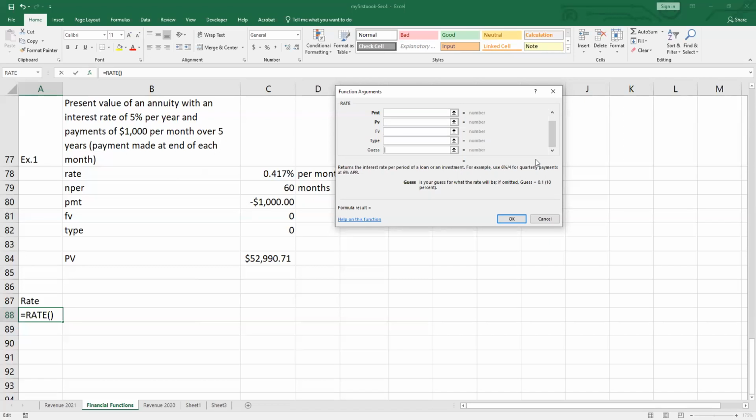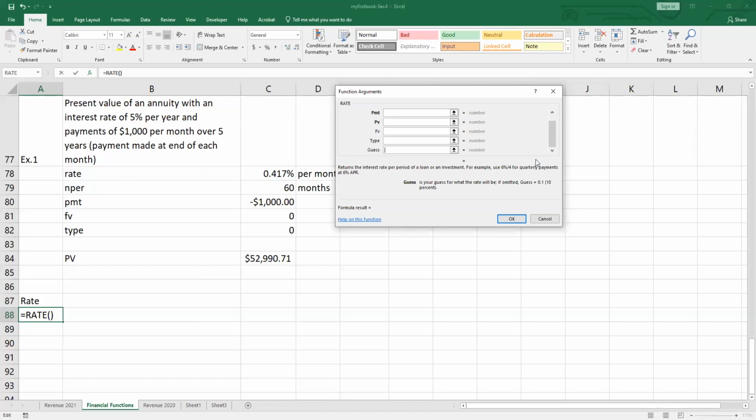But in this case, you say, oh, I don't know, I just learned about the function here. How do I know what the rate should be? If you don't know, just omit it. Omit means that you skip that one. You don't need to enter anything for the guess. Excel will just run by itself.